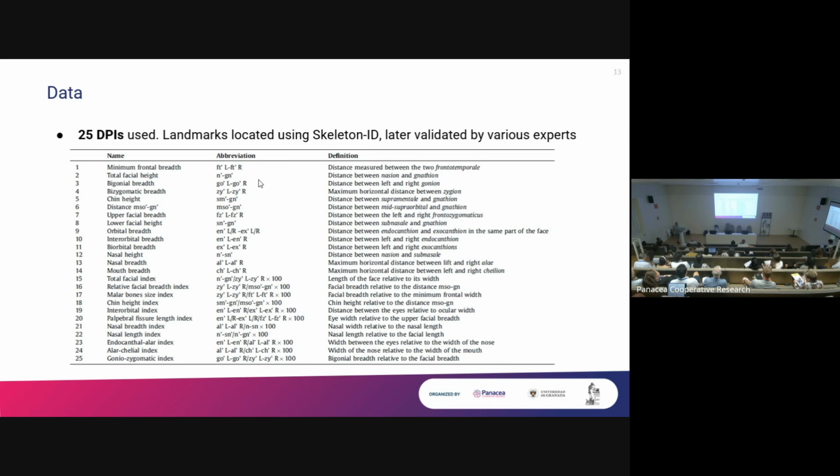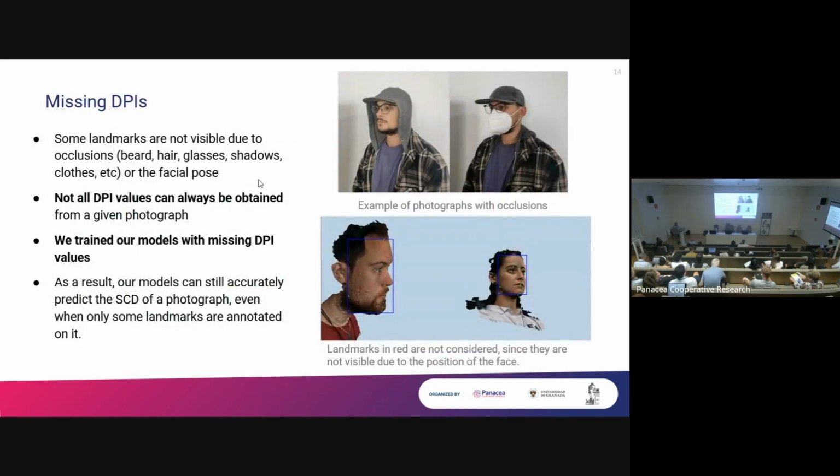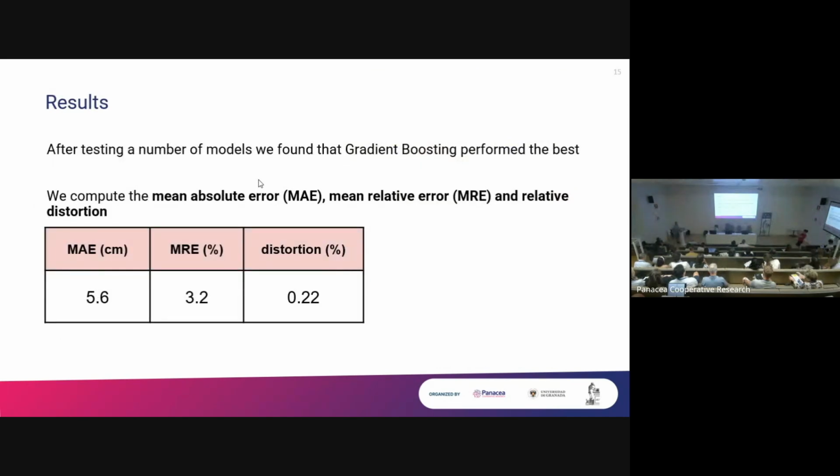This is the set of DPIs that we used, which are used historically in photo anthropometry. But of course, you have the issue that not all the landmarks they are based on are always visible. This could be due to occlusion, but even to the facial pose itself, because for instance, in a lateral photo, you don't see half of the face. So we needed to use a machine learning system that admitted missing values, basically. And those are our results.